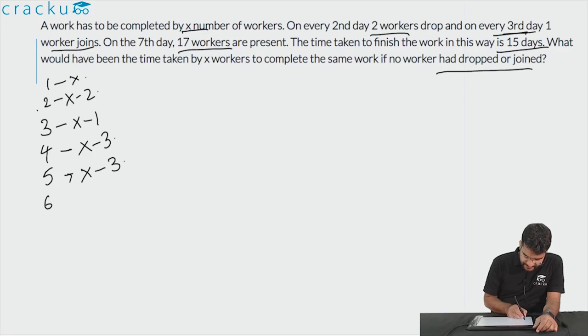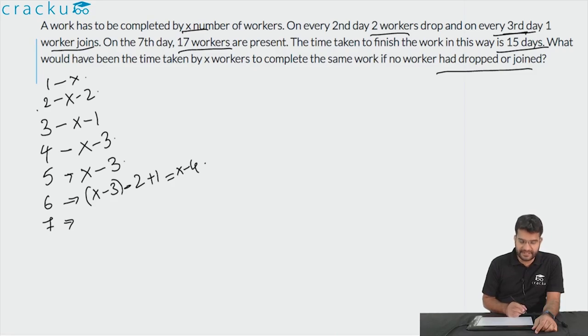On the sixth day, because 6 is a multiple of 2 and 3, X minus 3 will be initially the case, 2 workers will leave because it is a multiple of 2, and then 1 worker will join. So if you look at it, X minus 3 minus 2 is X minus 5, plus 1 is X minus 4. On the 7th day, because it is not a multiple of either 2 or 3, there will be no change in the number of workers.